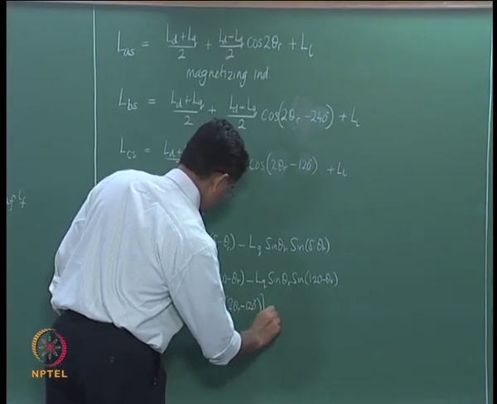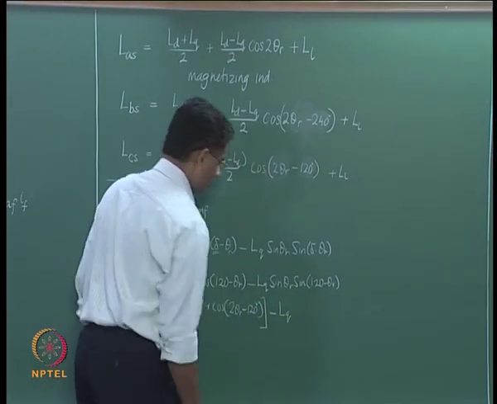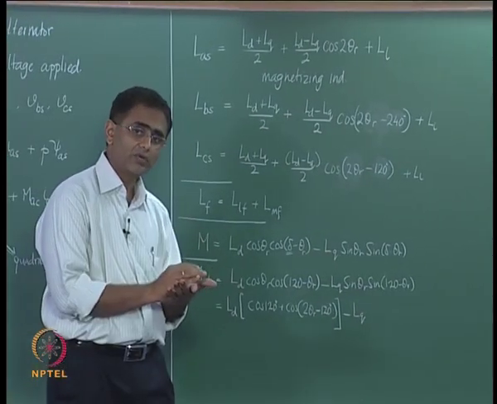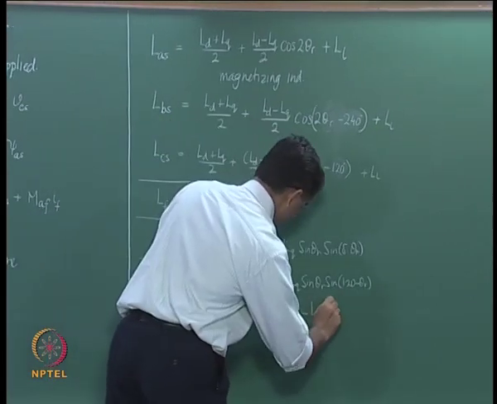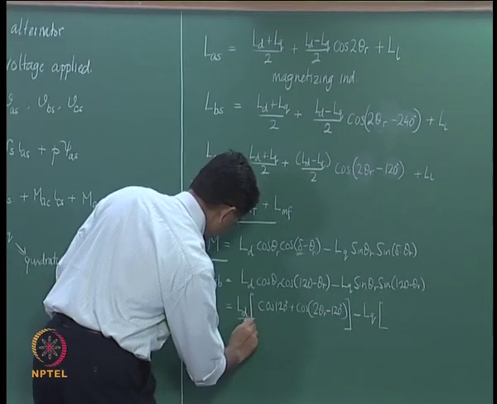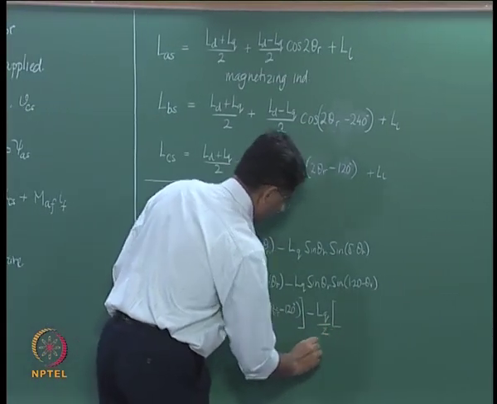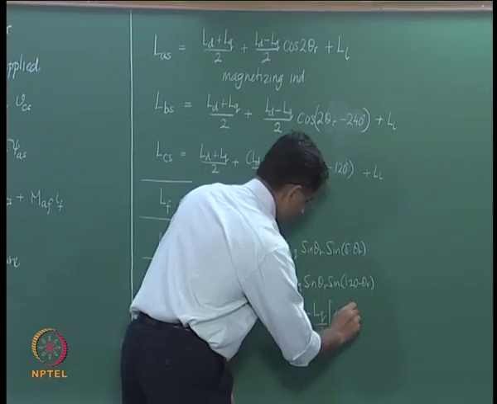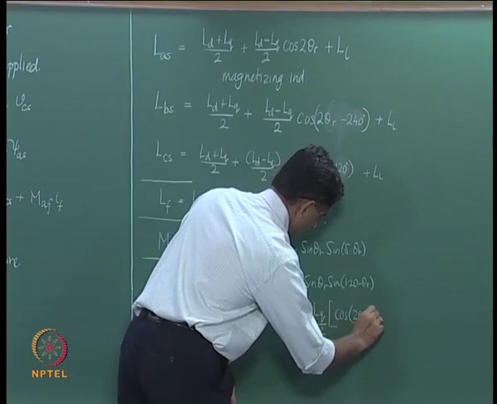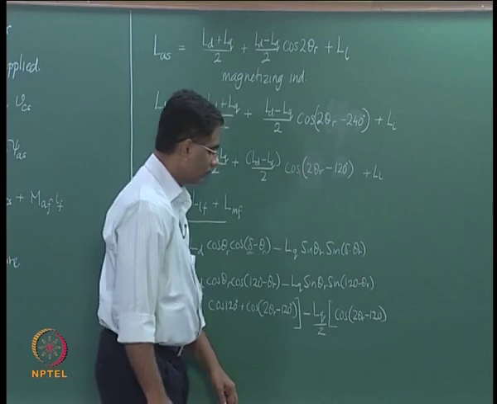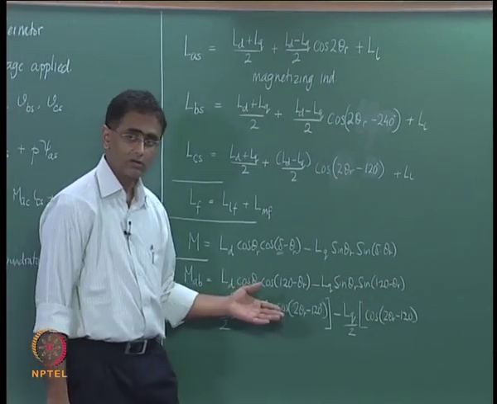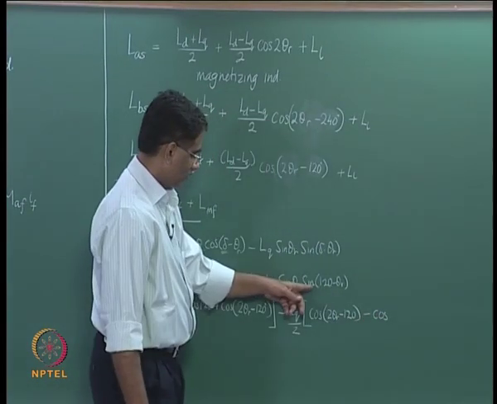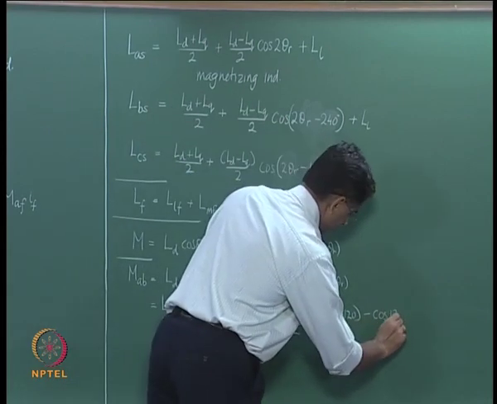and then minus LQ, this is sin A sin B, and therefore that is nothing but cos A minus B minus cos A plus B by 2, of course. So there is a by 2 here and here also by 2. Cos of A minus B is 2 theta r minus 120 degrees, and minus cos of A plus B, this plus this is 120 degrees.